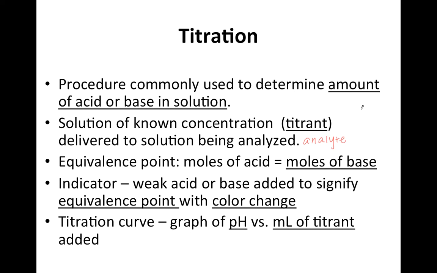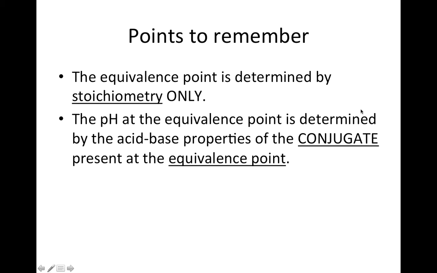So let's get into some more details. So we should remember that the equivalence point is determined by stoichiometry only. Doesn't matter what the concentration is, doesn't matter if we're doing a weak acid or a strong acid, the equivalence point is always going to be where moles of acid equals moles of base. So we have to use stoichiometry to figure it out.